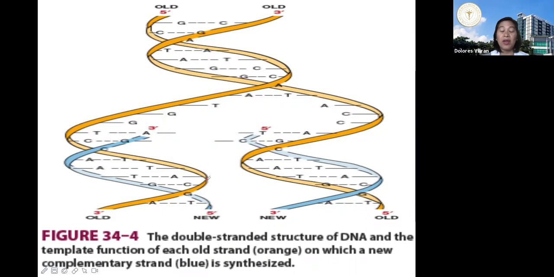So during replication, normally the double-stranded DNA will separate as single-stranded, so it can act as a template for the synthesis of new DNA.